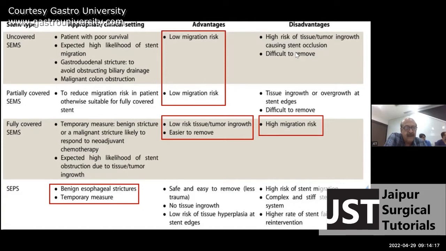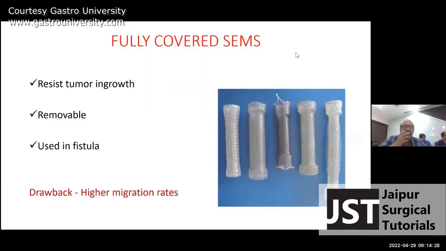With esophageal stenting, we have partially covered stent. That means the middle part is covered and the ends are uncovered. So it serves both the purpose of uncovered and fully covered stent. So these are the fully covered stents. They are removable. There is a lasso which is seen on the third stent. When you pull by holding it, you squeeze out the stent and it can be removed. And as I've already told, there's less tumor ingrowth, and they're particularly used in patients who have got fistula, but the high migration rate of course occurs as compared to the uncovered stents.